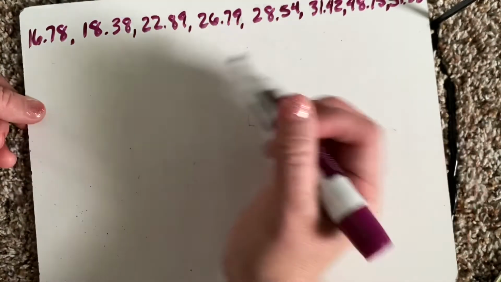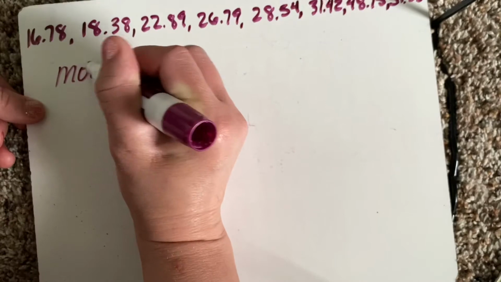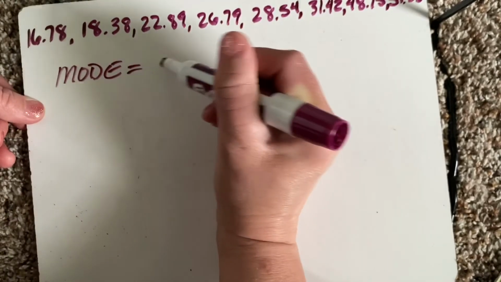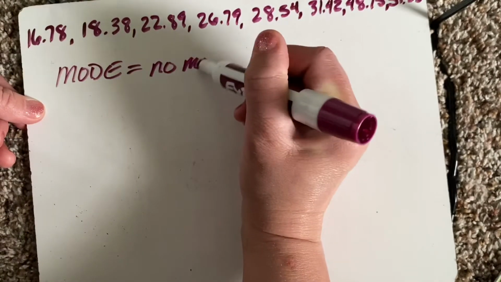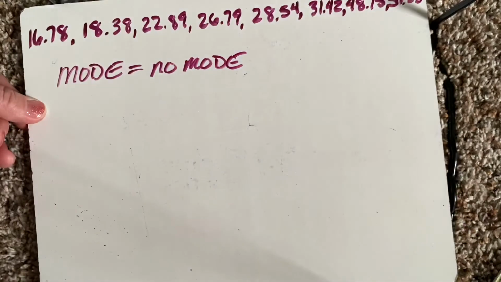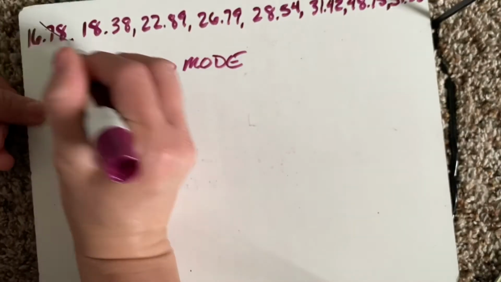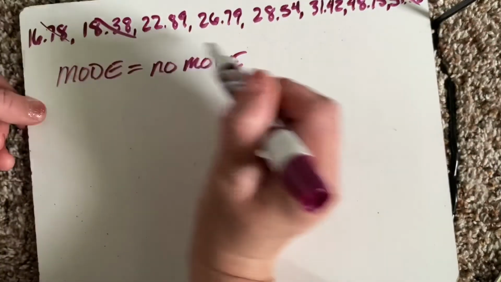I don't know if you've noticed, but none of these data points are duplicated. None of them are repeated. So in this actual example, there is no mode. That just means that none of these data points were listed more than once, and that's okay. It's okay to not have a mode.